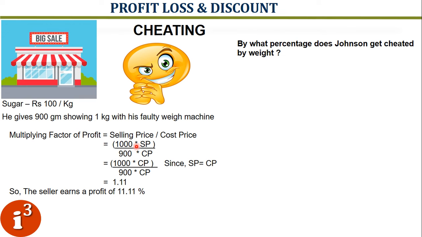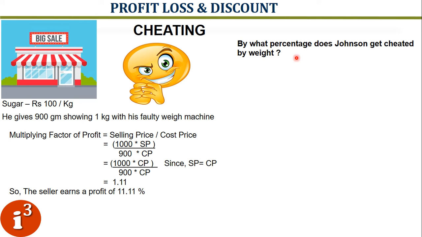Now, what is cheating? Cheating is not marking up your price. Marking up is not cheating. You can mark up your price, but cheating is when you are telling that you are giving 1,000 gram, but you are actually giving 900 gram. So that is cheating. Cheating means when you are telling lies. When you are marking up, that is not cheating. Cheating is only in the case when you are telling something but giving something else.